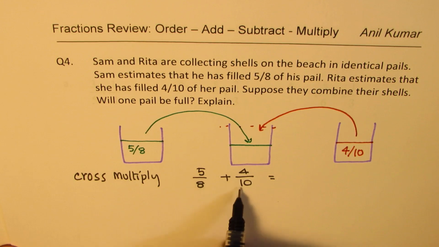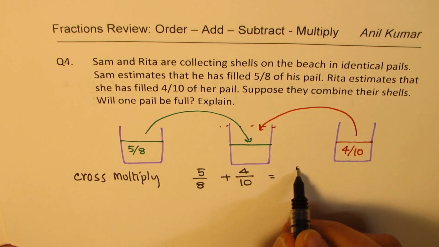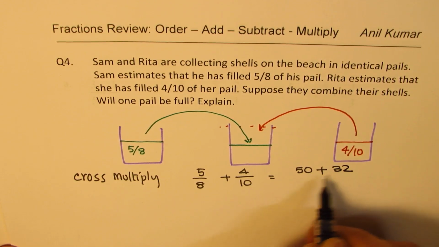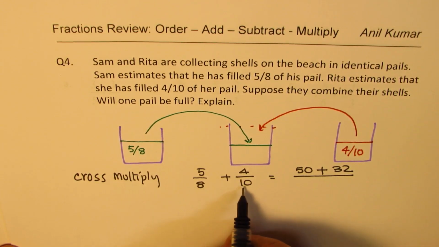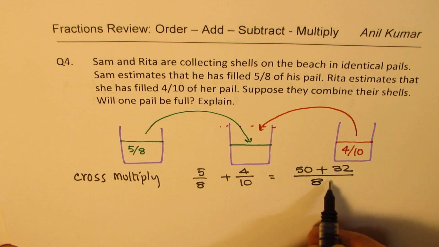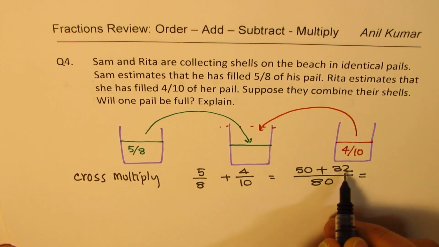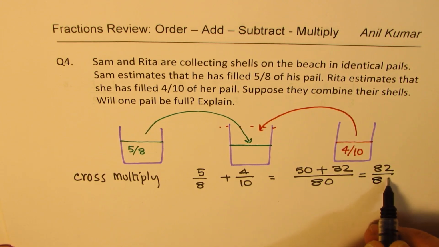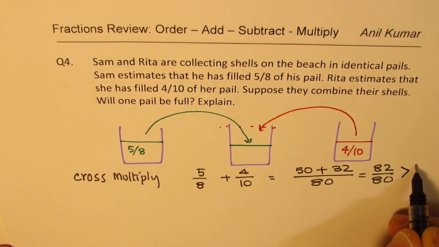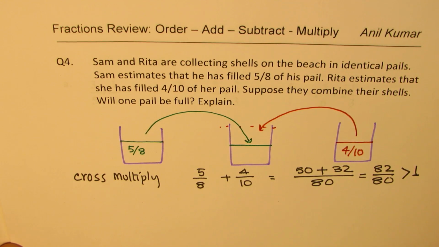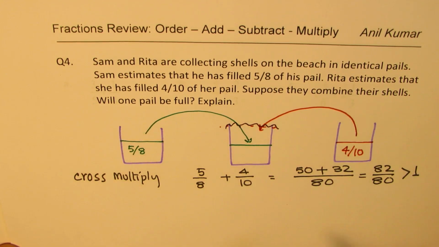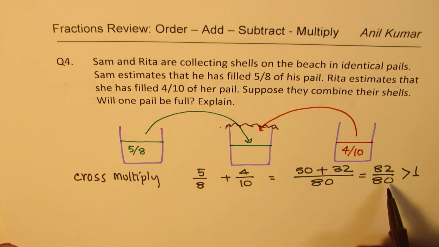So when you cross multiply, 5 times 10 is 50, right? Plus 8 times 4 is 32, right? Here when you multiply, you get 8 times 10 is 80. And now when I add the numerators, I get 82. And the denominator here is 80, which is greater than 1. So definitely it is going to overflow, right? So this will kind of cover it up. So it is going to definitely flow, right?